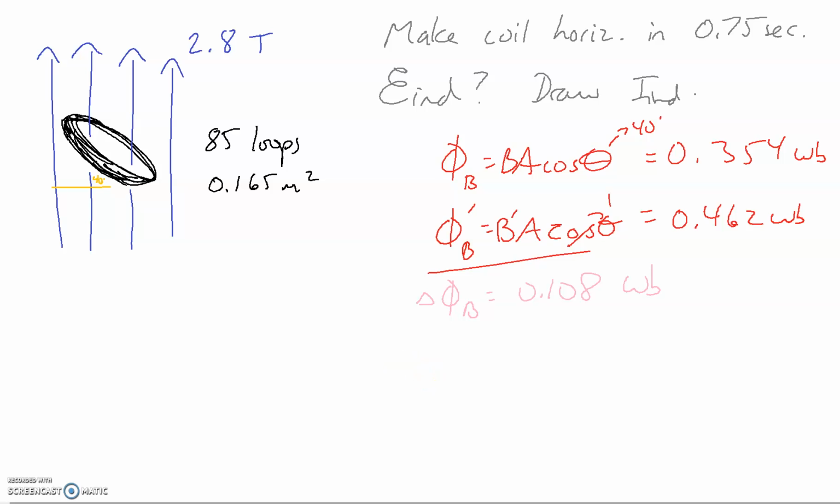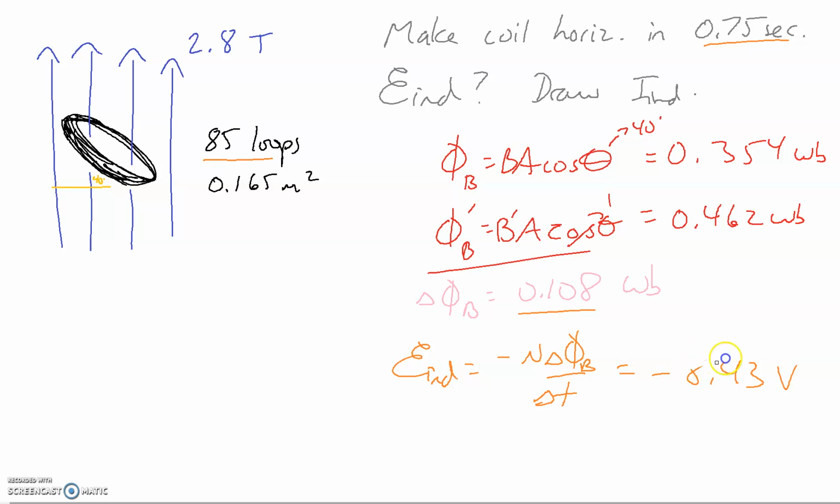So the induced EMF is going to be negative N change in flux divided by change in t. We've got the N value, we've got our change in flux, we've got our time. We just have to put them all together. And we do have a negative out in front, so this one will be negative. So we take care of all that, and we get around negative 8.43 volts.